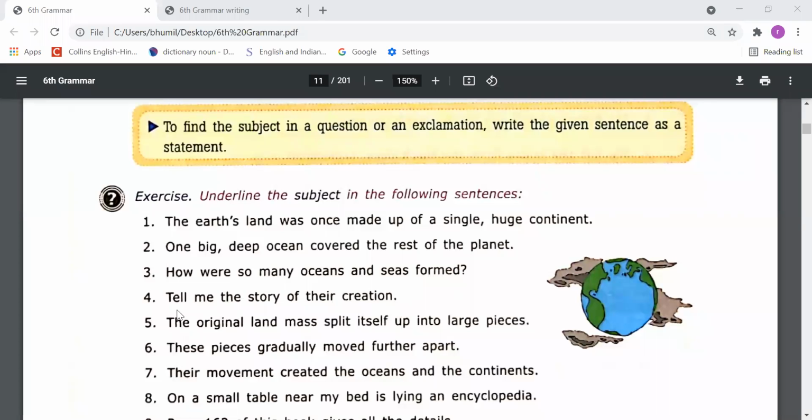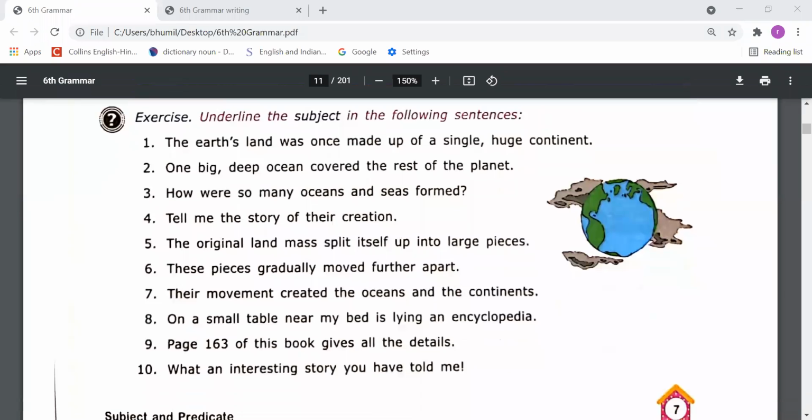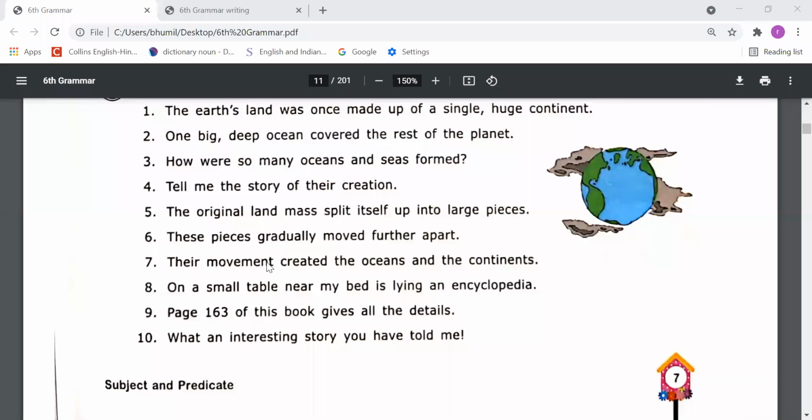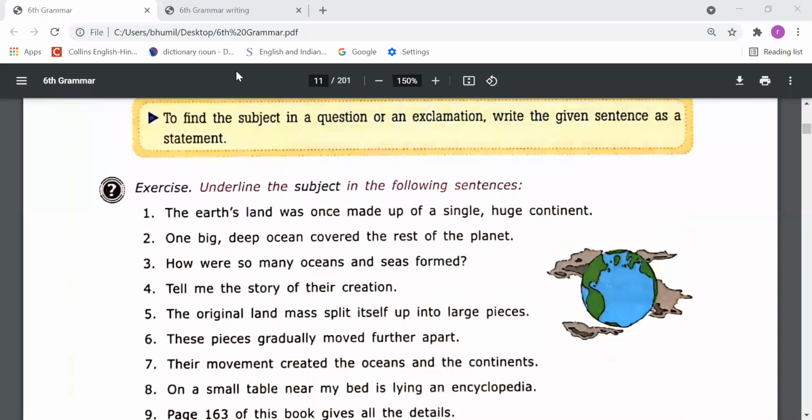So this sentence is imperative and the subject is you, that's not written here. Next, numbers 5th, 6th, 7th and 8th you have to do by yourself, and 9th and 10th too. Soon I'll send the answer key, and then you can match the answers and write them correctly.